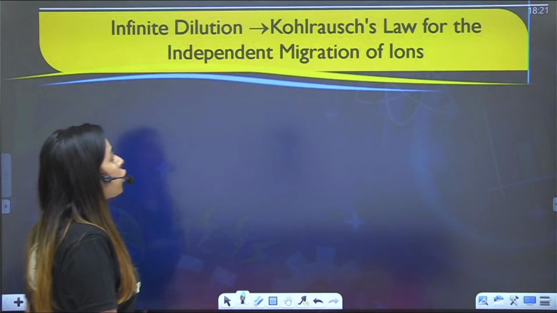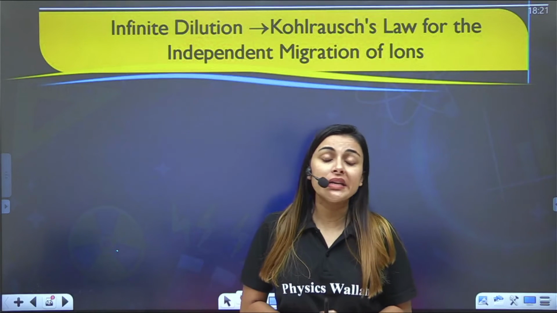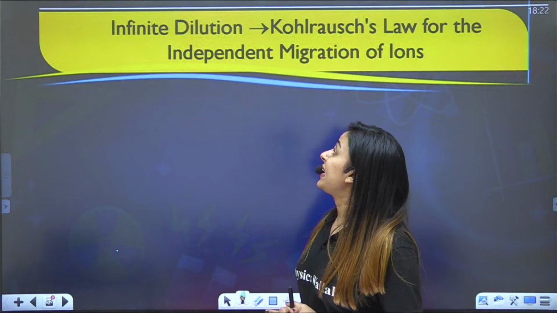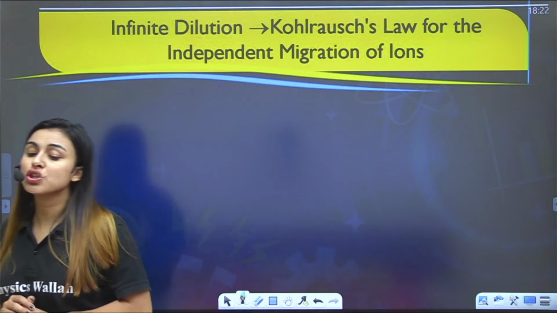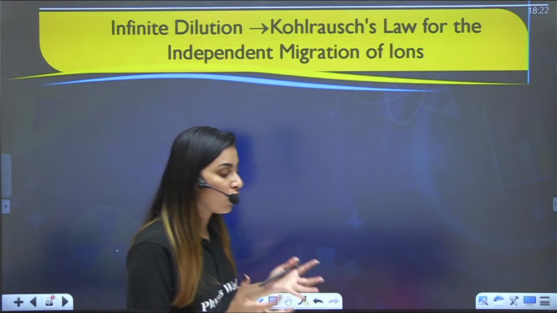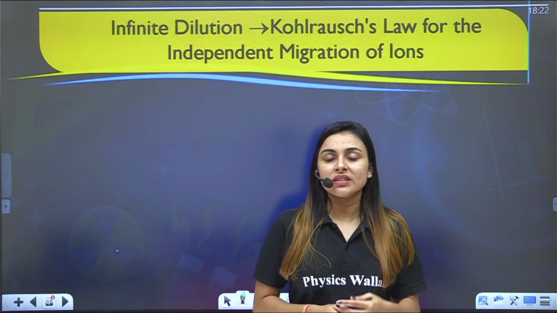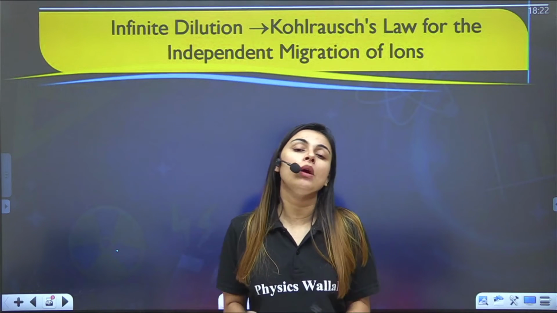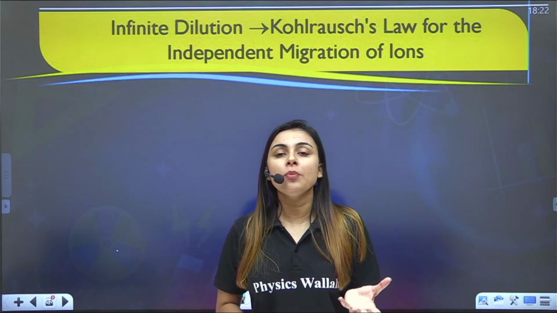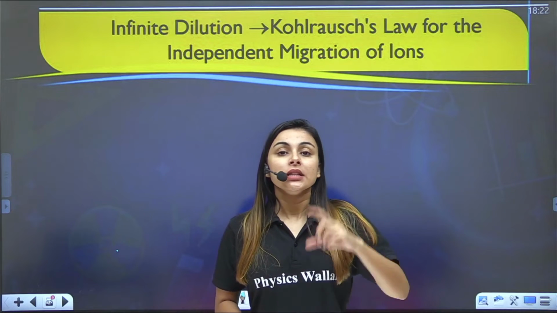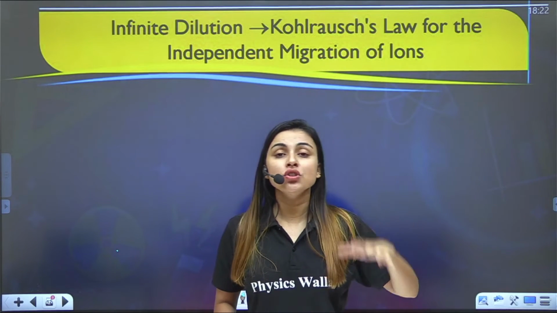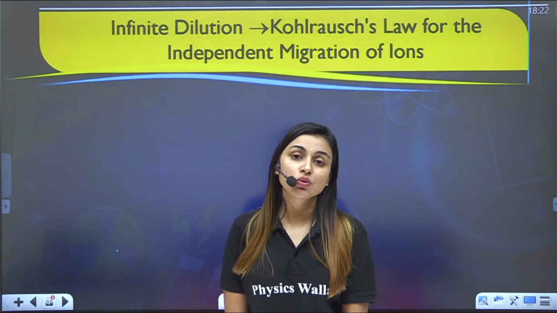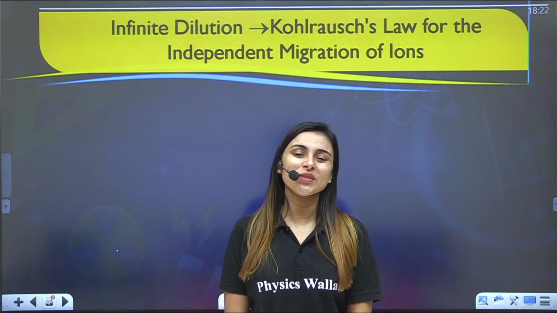Now we will be talking about Kohlrausch law. What is Kohlrausch law? Infinite dilution, independent migration of ions. Kohlrausch law of independent migration of ions. Actually, my dear students, Kohlrausch gave a solution to a problem: how we can calculate the weak electrolytes' equivalent conductivity at infinite dilution and molar conductivities at infinite dilution. And what was the solution? Now we will be studying that.